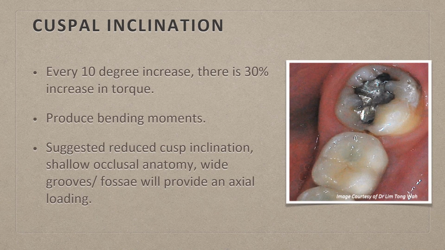The natural tooth always has steep cuspal inclines. The greater cusp angles may help to improve chewing efficiency, but the occlusal contact along the angled cusp results in lateral loads. Therefore, reduced cusp inclination, shallow occlusal anatomy, wide grooves or fossae will provide an axial loading, which reduces the noxious effect of lateral loads as shown in this image.